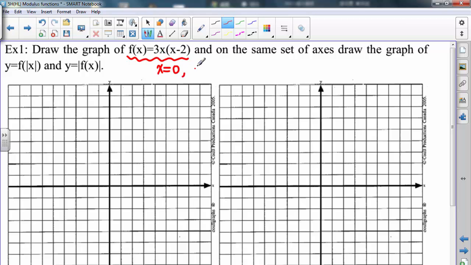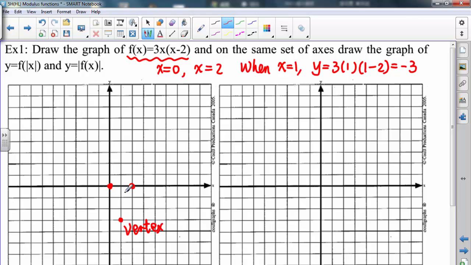One is x equals 0. The other one is x equals 2 if we let y be 0. So 0 and 2. There are two x-intercepts. So I will know the axis of symmetry for this parabola is x equals 1. So when x equals 1, I sub 1 in for x, so we can get the y value is 3 times 1 times 1 minus 2, which is -3. So (1, -3) is the vertex.